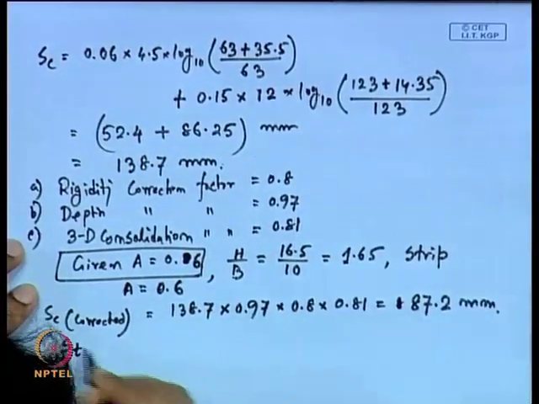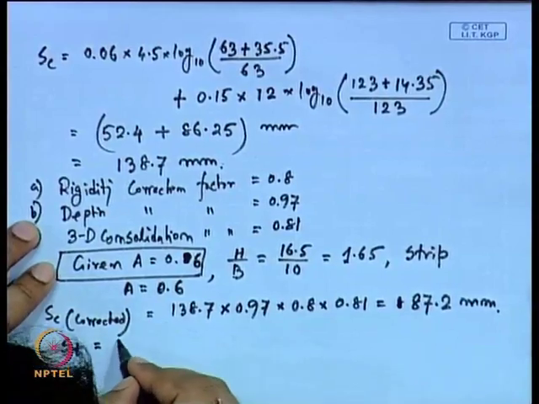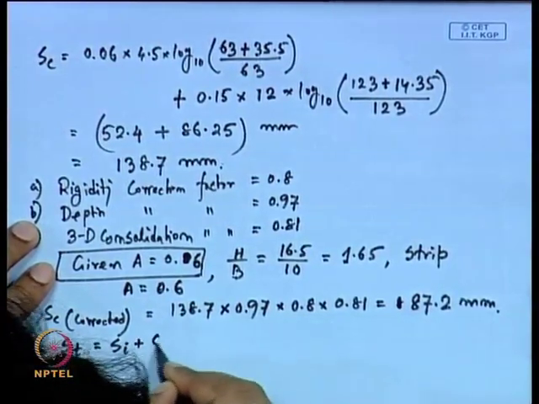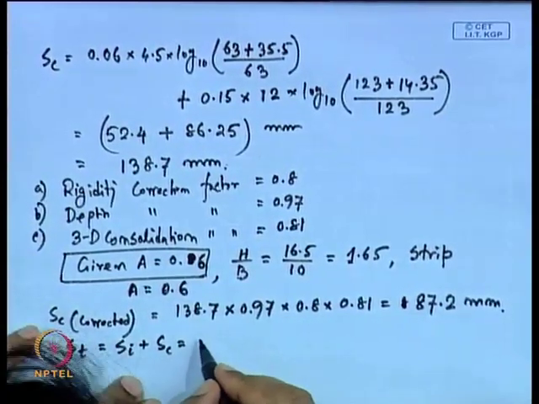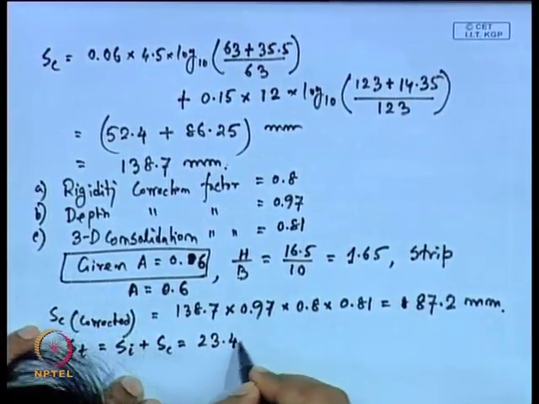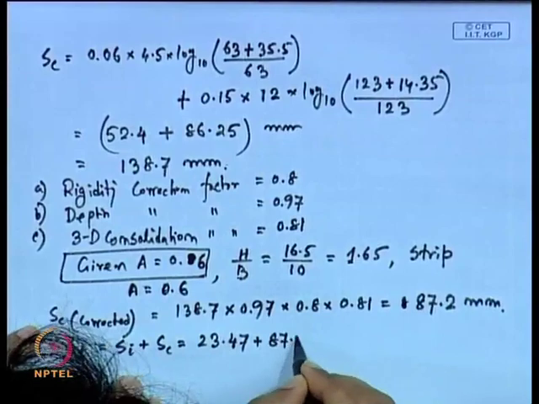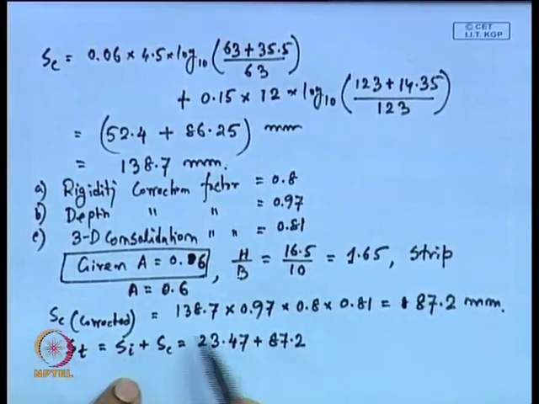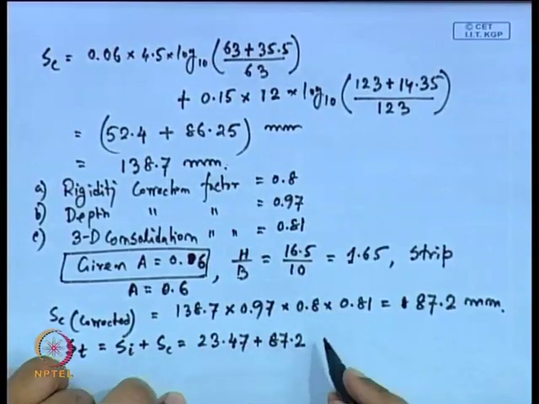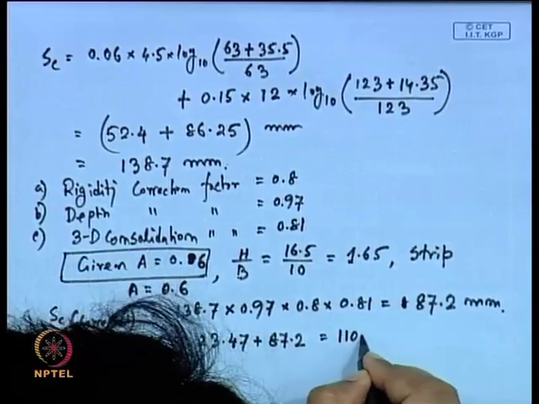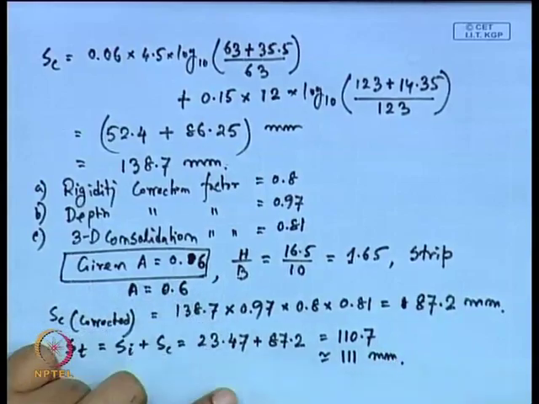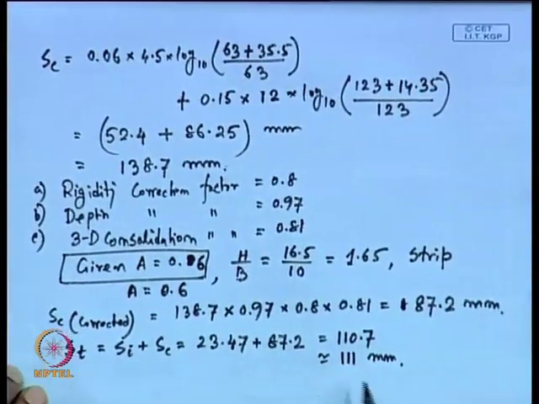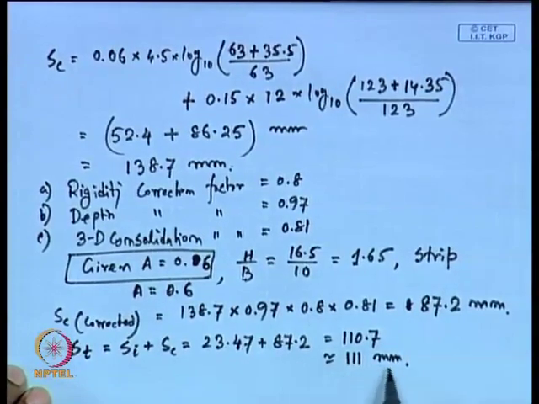So, the total settlement, that is the immediate settlement plus the consolidation settlement, we are considering only the immediate settlement and the consolidation settlement here. So, this is 23.47 plus 87.2. As I mentioned, for clay type of soil, the consolidation settlement is more compared to the immediate settlement. So, this comes out to be 110.7, so 111 millimeter. This will be the total settlement of the foundation.